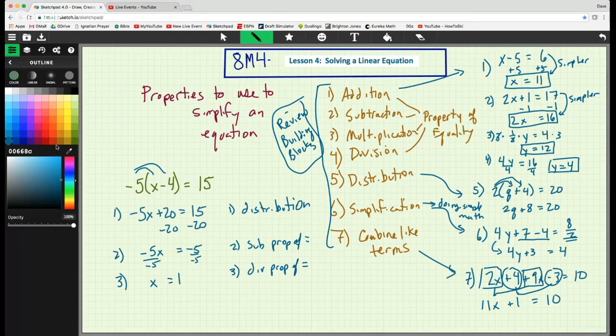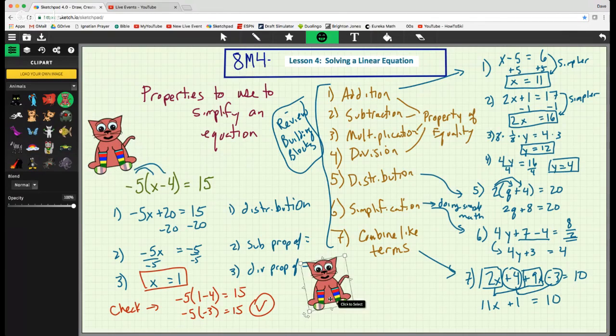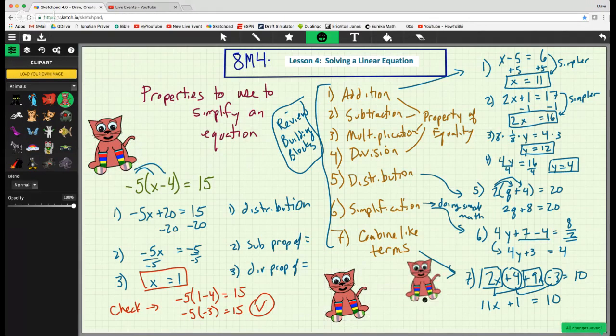And that was by the division property of equality. Now, most teachers like you to do your check. So let's do our check. We take our x equals 1, and we plug it in and see if it works. Negative 5 times 1 minus 4 equals 15. Well, 1 minus 4 is negative 3, and negative 5 times negative 3 is 15. Check. So we're okay. We're going to happy cat this guy, happy cat our rules, and we're going to move on now.